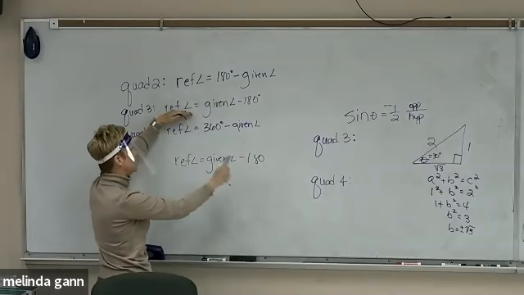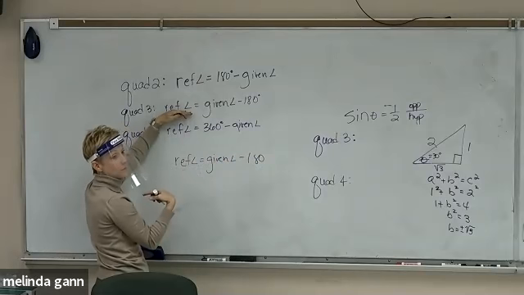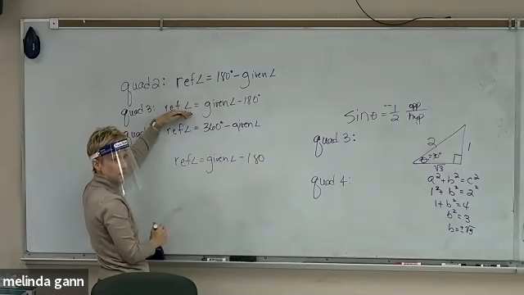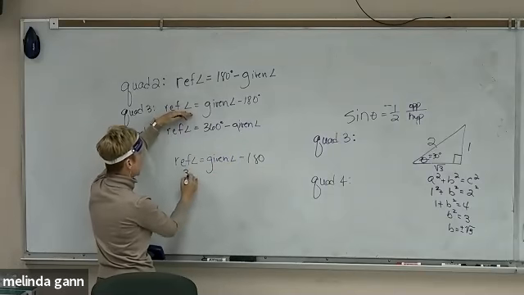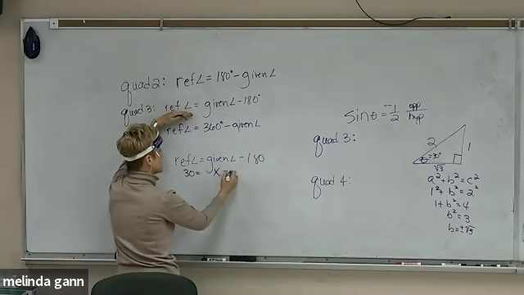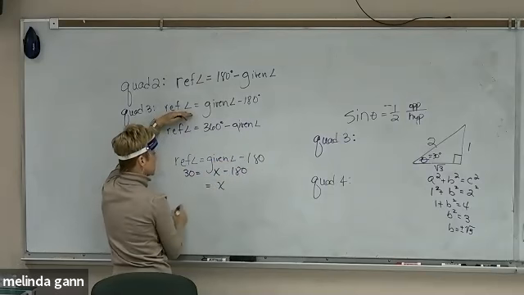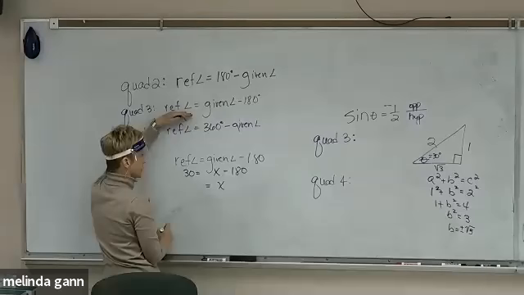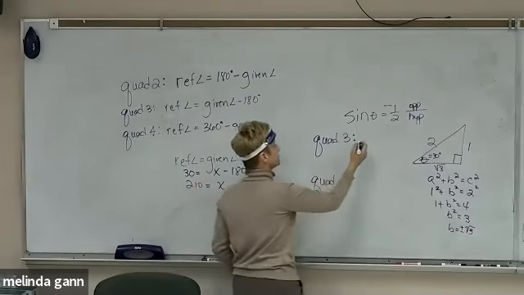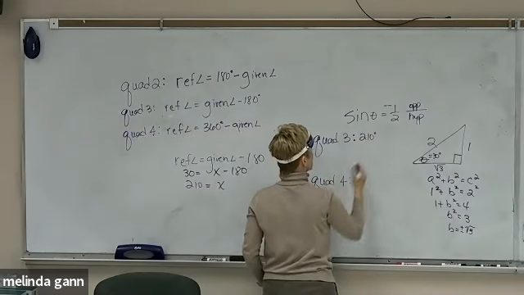Now before I knew the given and I was looking for the reference. What do I know this time? I know the reference and I'm looking for the given. So my reference angle was 30. So I don't know what my given angle is, minus 180. So what's x? 210. Now let me show you something. So this one is 210 degrees.